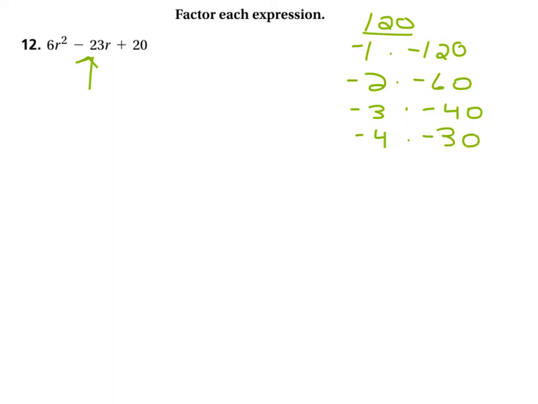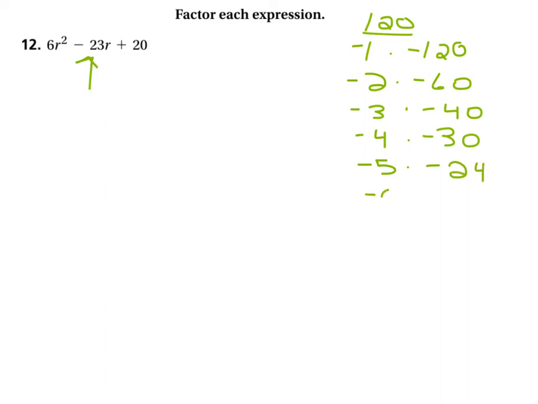And if we're adding them together, we've got, let's see, for the first one, negative 121, nope. Negative 62, nope. Negative 43, nope. Negative 34, nope. Let's keep going. Can we do 5 times anything? Yeah, actually, it ends in 0 or 5, so we can do negative 5 times negative 24. Those add up to negative 29, still not what we're looking for.